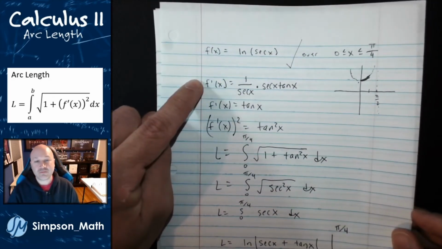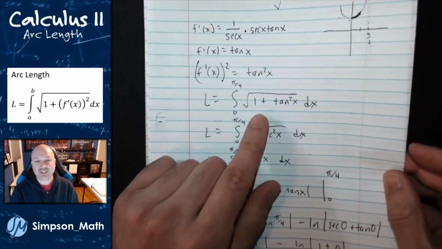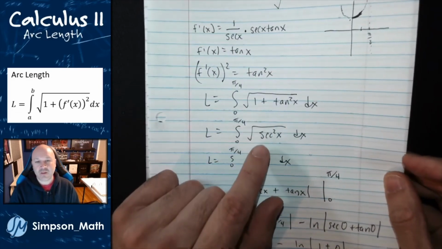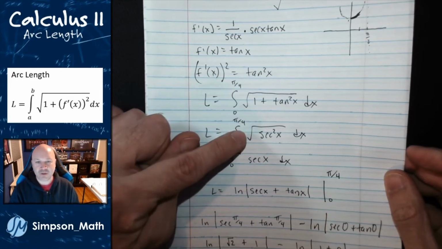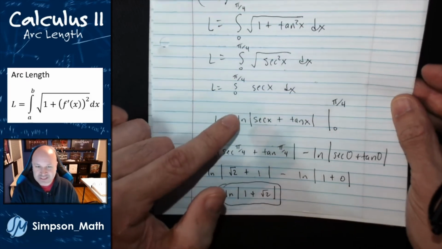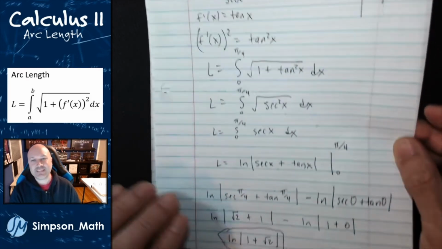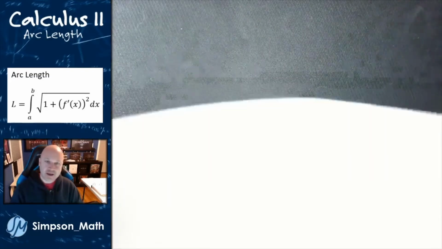You need the derivative. You need to square it. You need to shove it into a formula. This one I didn't have to worry about perfect square trinomials. I just had to know some trig stuff. And I had to know some integration stuff. Easy peasy. Let me see if I can kick out one more example.